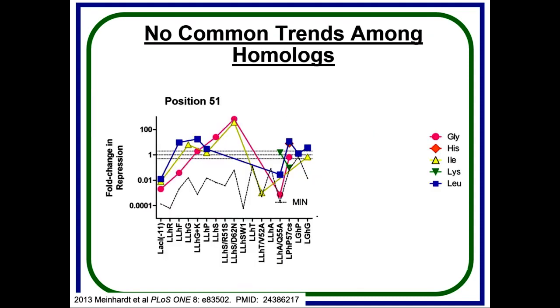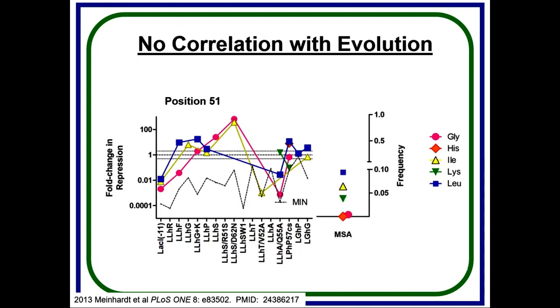We then got to our original question: how well do outcomes compare among homologs? And again, we see no common trends. In this case, we took the repression and normalized it so that the parent chimera repression was 1. If the mutation made repression worse, it dropped below the line; if it made repression better, it came above the line. You can see here at position 51, if you had a glycine, there were cases where glycine was a neutral substitution, cases where glycine was better than wild type, and cases where glycine was catastrophic. What's more, there were no correlations with evolutionary propensity at this position.